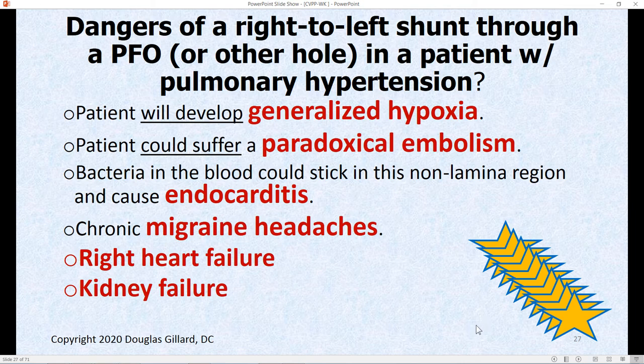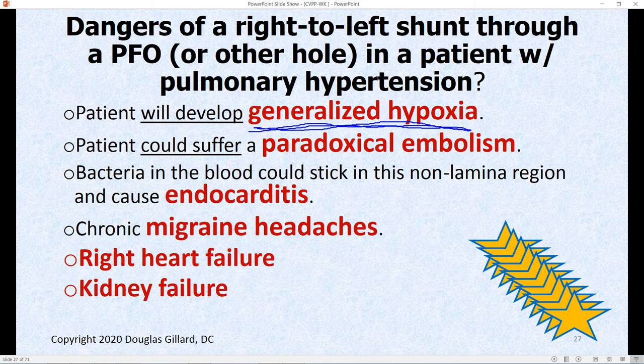What are the dangers of a right to left shunt in a patient with a PFO or any hole, an ASD or VSD, any hole in the interatrial septum or interventricular septum? What's the danger? It's hypoxia. It is not having enough oxygen going through your system. And your tissue, including important tissue like your brain, your kidneys, your liver, they start dying. So that's not a good thing. And that's called generalized hypoxia.